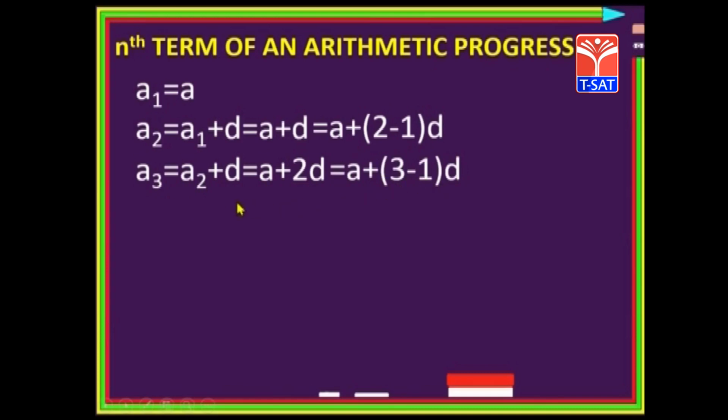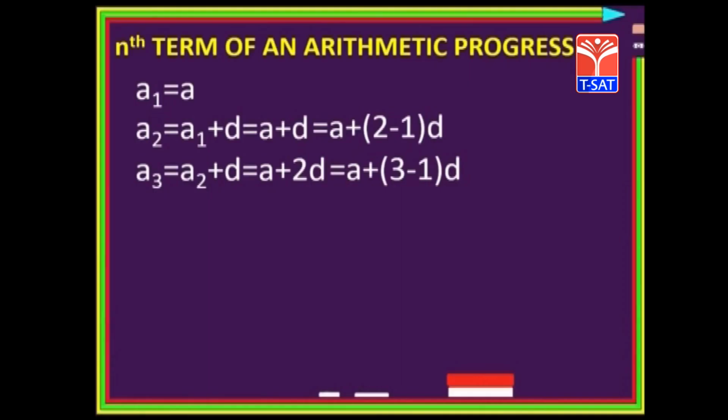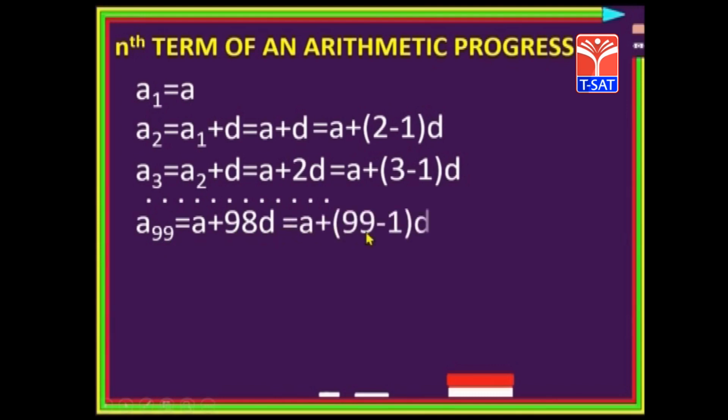So, students, can you guess the next term? Here we have A2 equal to A plus D, and A3 equal to A plus 2D. Next, what is A4? Yes, A4 is A plus 3D. What is A5? A5 is A plus 4D. What is A6? A plus 5D. Like that, what is A99? A99 is A plus 98D. Just simple logic, we have to reduce one number, that is it. So A plus 98D can be written as A plus (99 minus 1) into D.